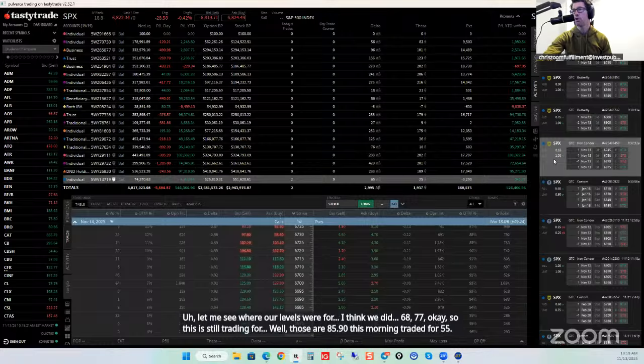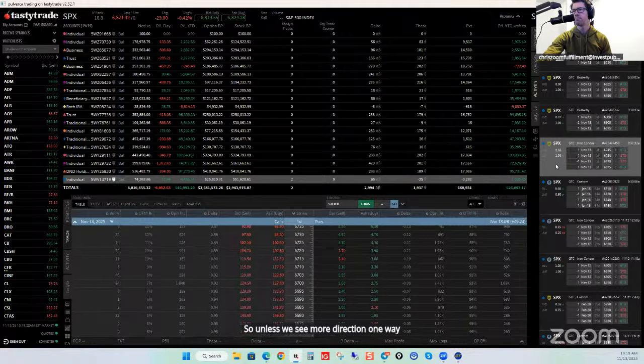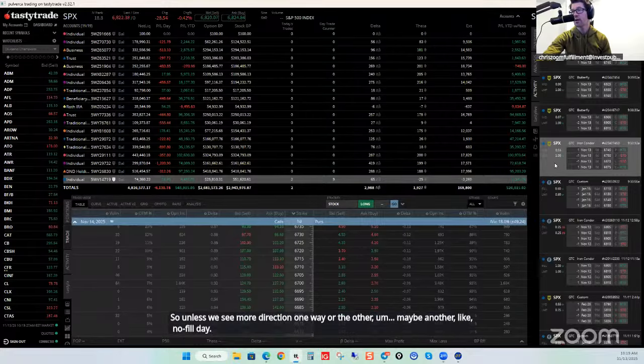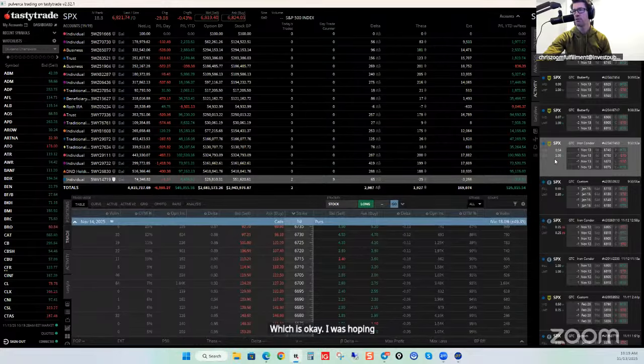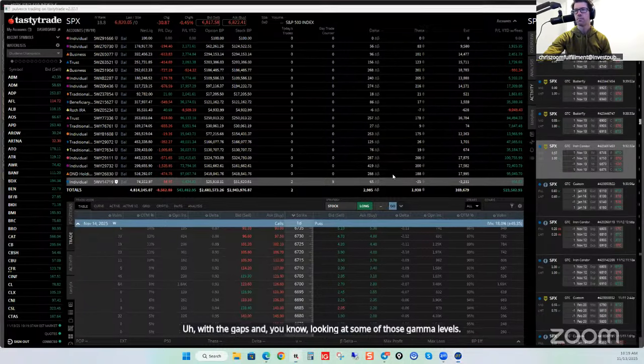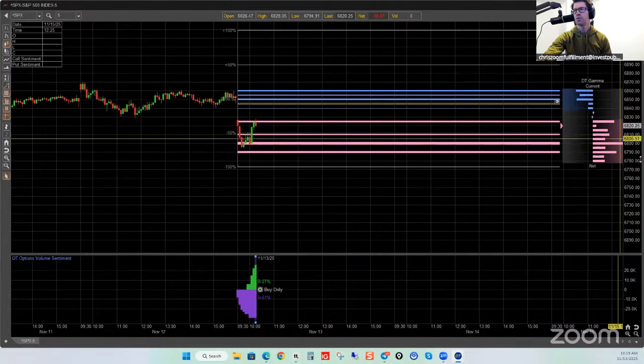So unless we see more direction one way or the other, maybe another no fill day, which is okay. I was hoping we would get a fill. We probably just had to go to a slightly higher delta. I was sticking to the 10s with the gaps and looking at some of those gamma levels. We'll see. Day's not done.